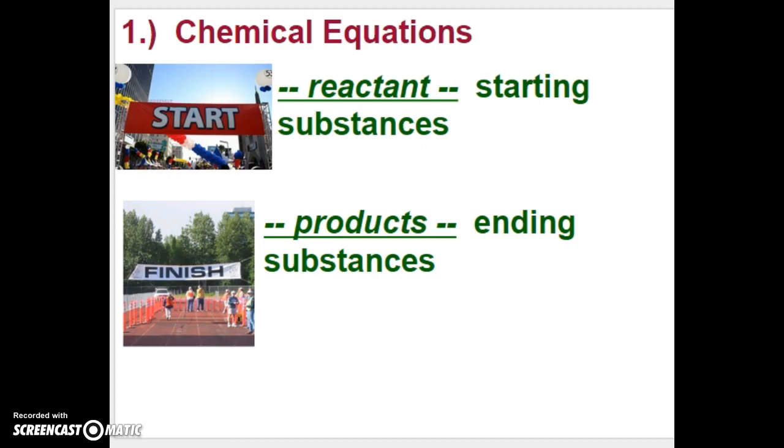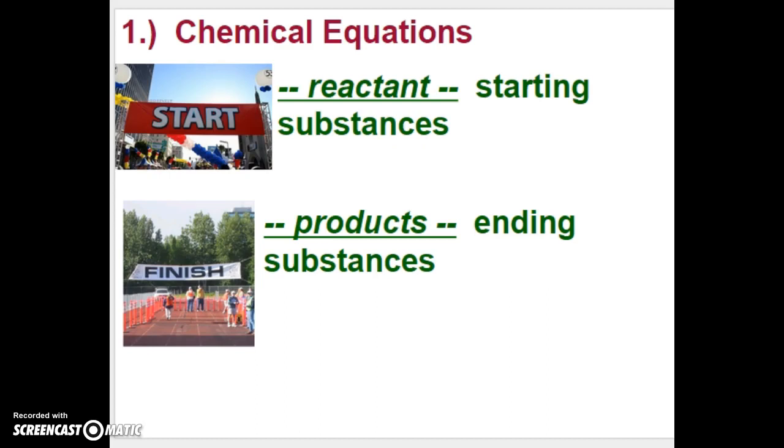A chemical equation is a way for chemists and biologists alike to explain what's happening during a chemical reaction. You can think of a chemical equation and a chemical reaction like a marathon. Okay, you have a starting line. Your reactants are your starting substances, okay? The products, that's at the finish line. Those are the ending substances.